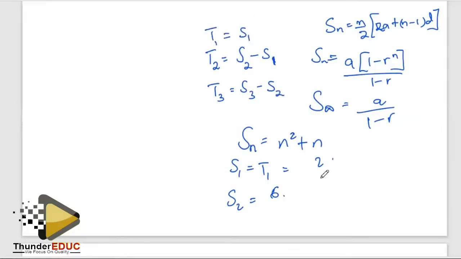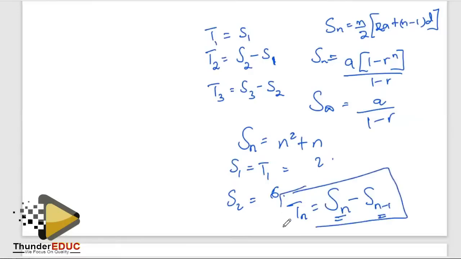Okay, so what this means is that T of n is equal to S of n minus S of n minus 1. For us to get term 3, you must get the sum of the first 3 minus the sum of the first 2. So this is also possible.